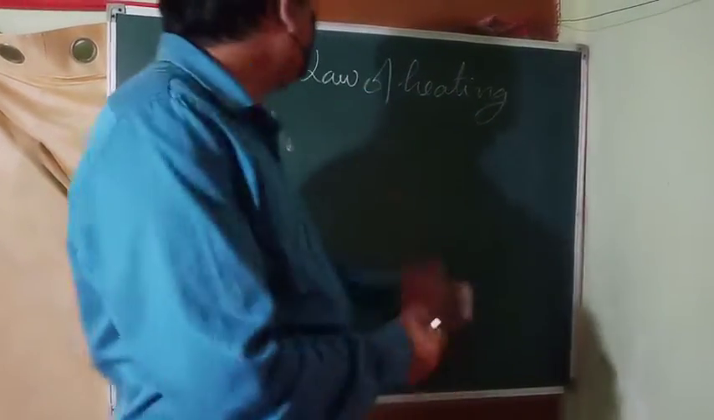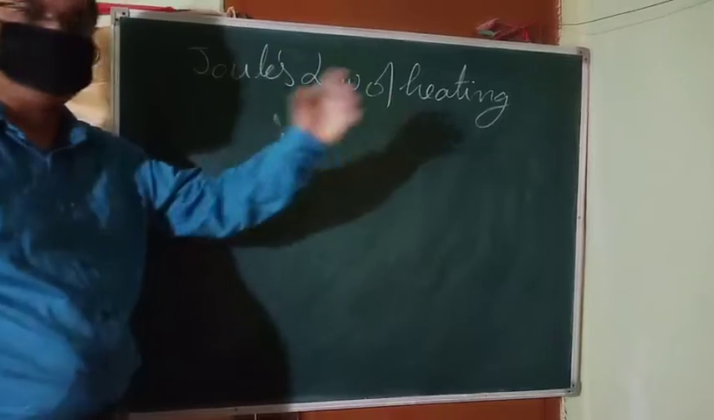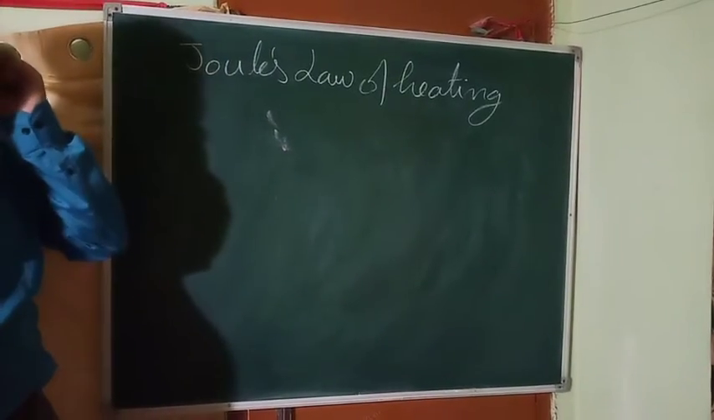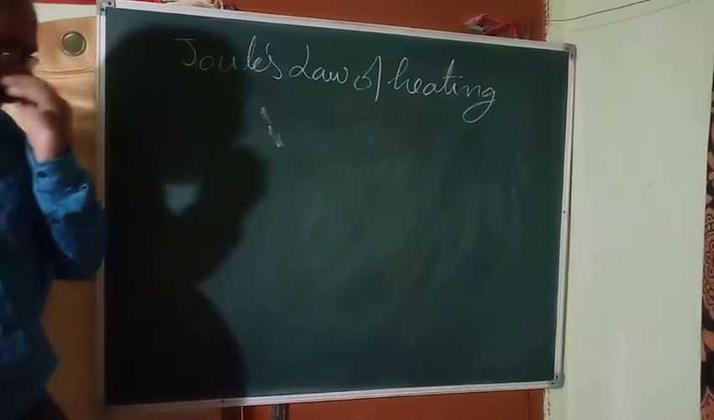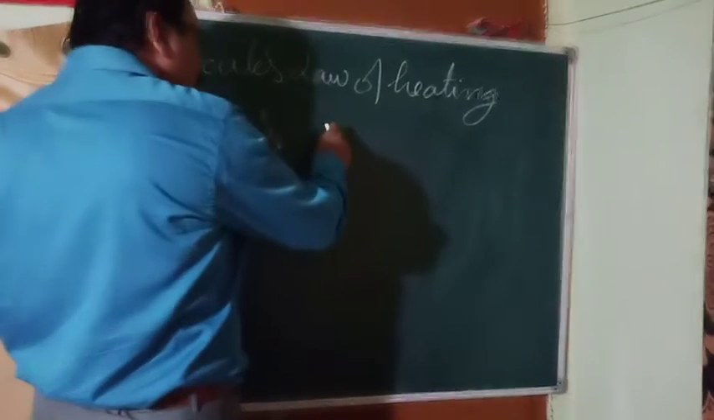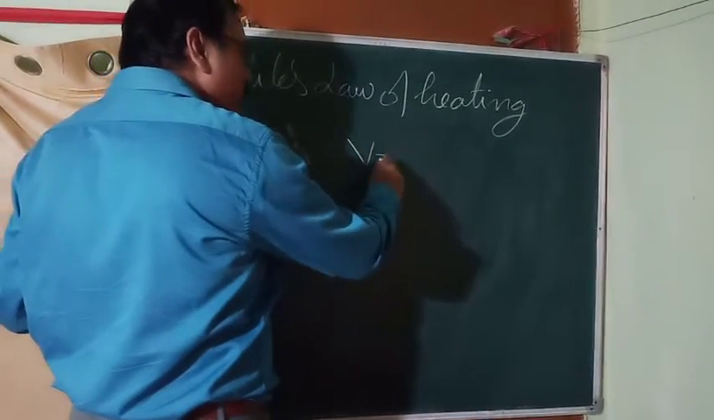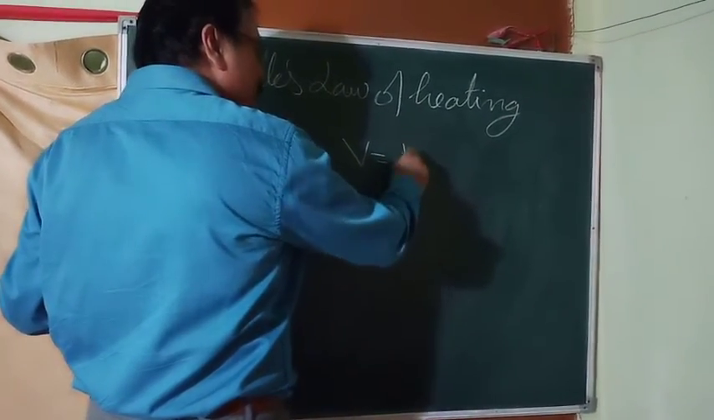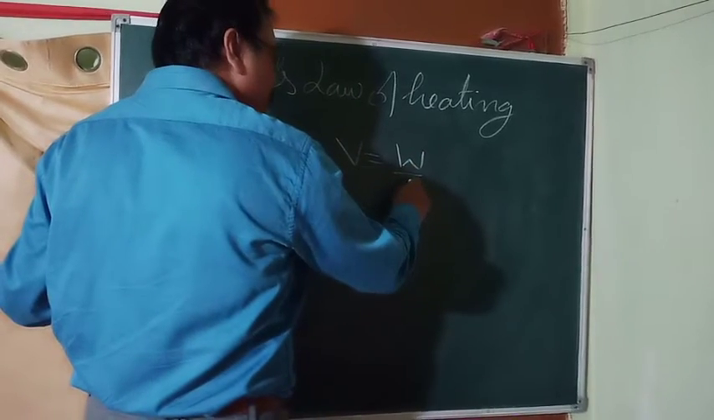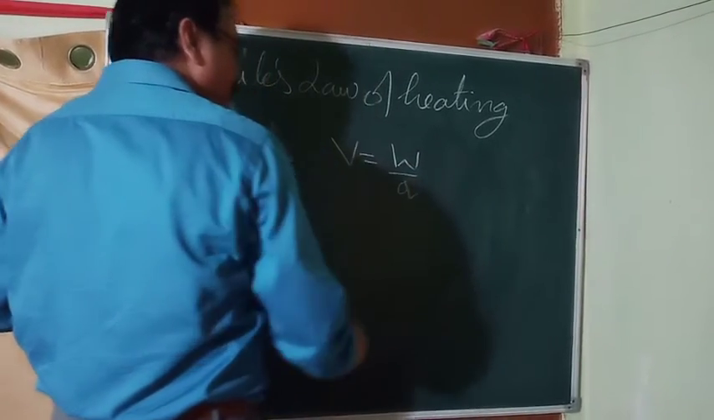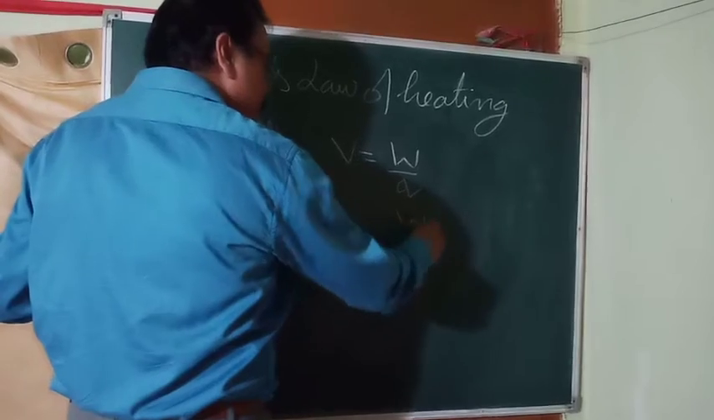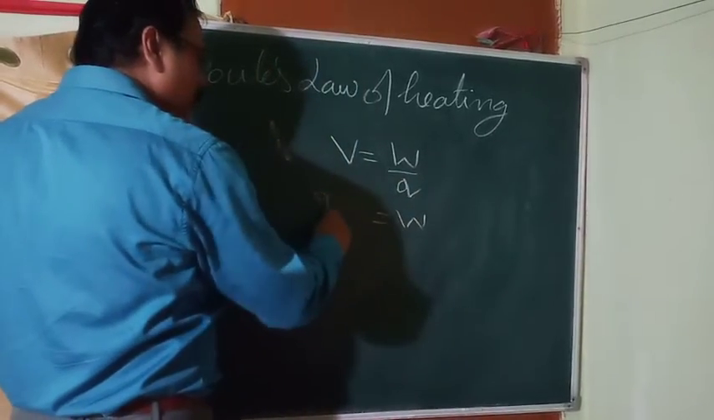So today's topic is Joule's law of heating. Now see, we know one thing, no? What is the formula for potential difference? You know this very well. Potential difference is work upon charge. From here, what can we write? Can we write W is equal to QV?